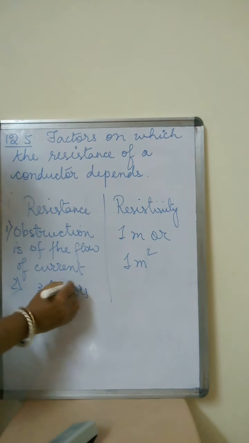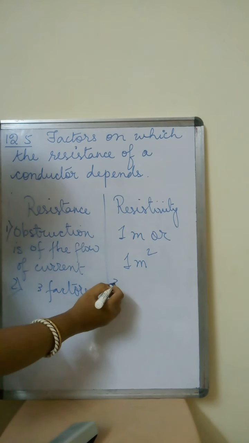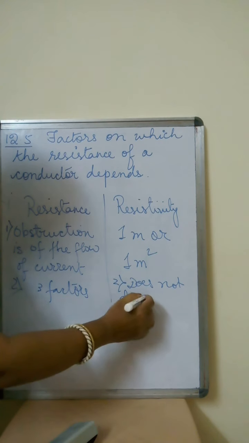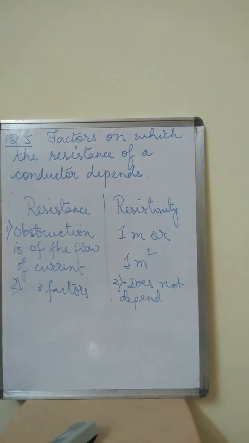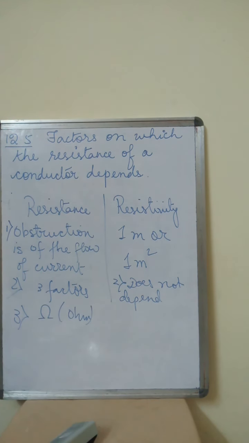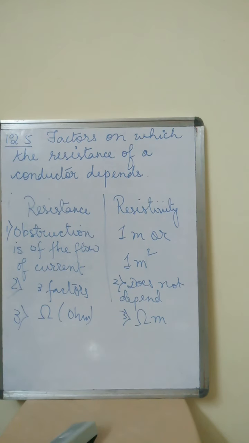And resistivity does not depend on length and area of cross section. Then number 3: the SI unit of resistance is ohm, whereas the SI unit of resistivity is ohm meter.